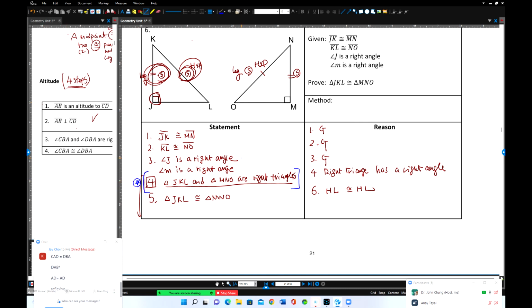Check whether your school uses this one, or you can jump directly. It depends on the teachers. But I like this method because the hypotenuse leg proof is only working on right triangles. Okay? We finished HL today.